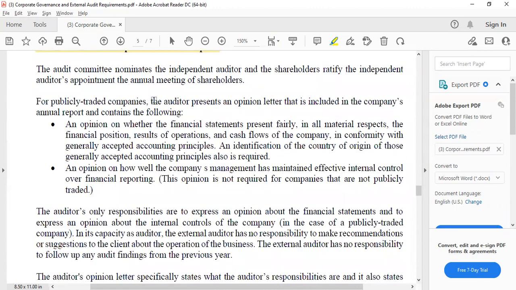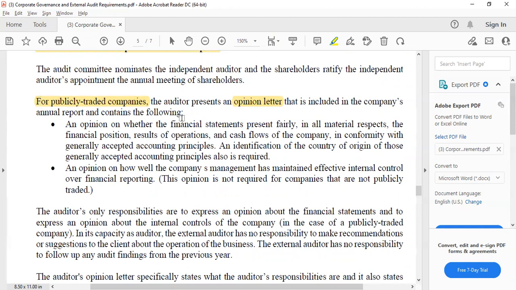For publicly traded companies, the auditor presents an opinion letter, okay, that is included in the company's annual report and contains the following. Take note that this is only applicable to publicly traded companies. Kaning publicly traded mo to kung gi-mention ganina. So the auditor should give us an opinion letter. So what are the contents of this opinion letter?